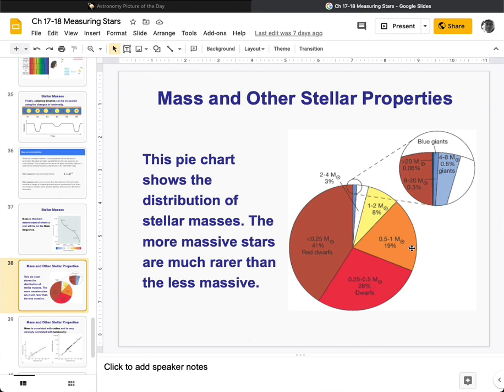And then if you add in the 19% of the half to one, this is the vast majority of stars in the Milky Way. So when we're looking at stars throughout the galaxy, most stars are the sun size or smaller. Only a little tiny segment are the really big ones, blue giants, yellow giants, the supergiants. That's a really small segment of stars.